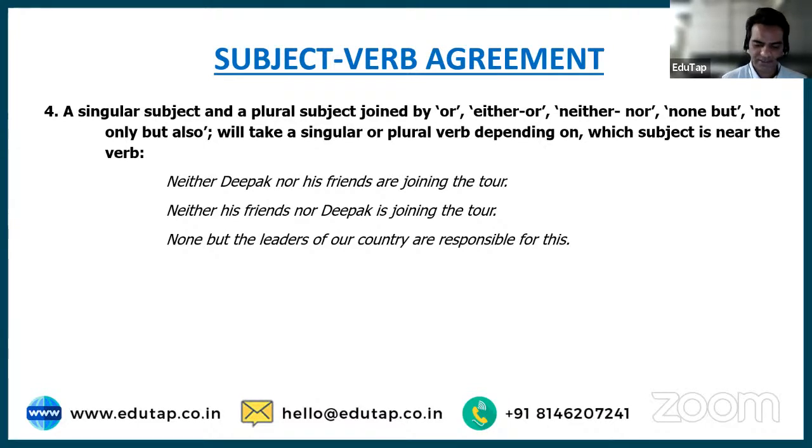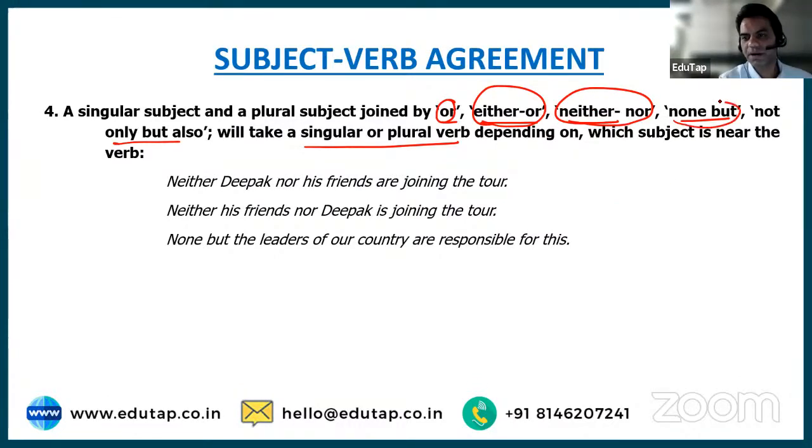Yes, guys, what does the rule say? The rule says a singular subject and a plural subject joined by or, either or, neither nor, none but, not only but also, will take a singular or a plural verb depending on which subject is near the verb. This is what I was trying to explain before. Guys, write down these points. If two nouns are joined using or, either or, neither nor, none but, or not only but also, the verb will be decided by the noun which is closest to the verb.